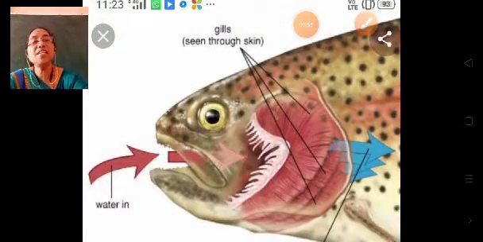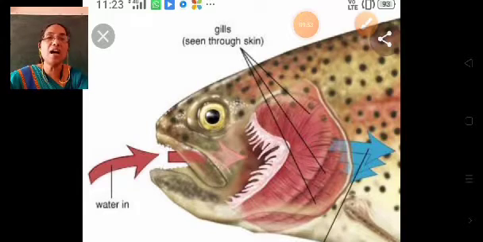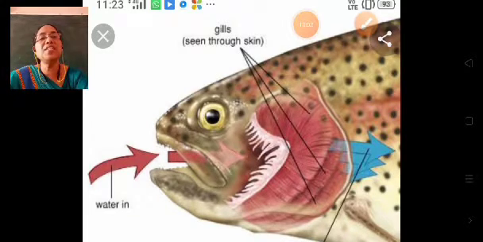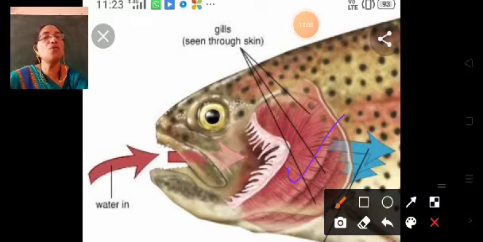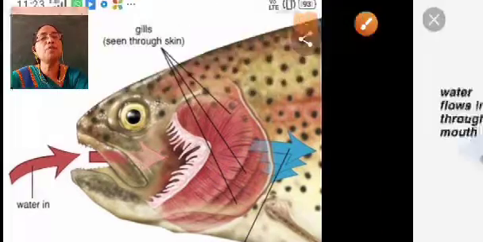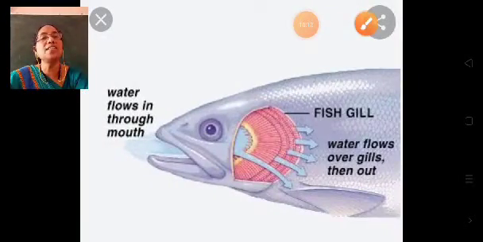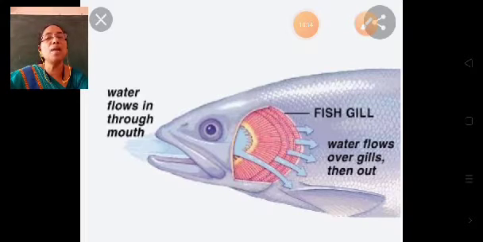And fish and crabs have gills that help them to breathe in water. Okay, fish and crabs have gills. This is the gills of a fish. Crabs also have gills, and with the help of gills, they breathe in water.